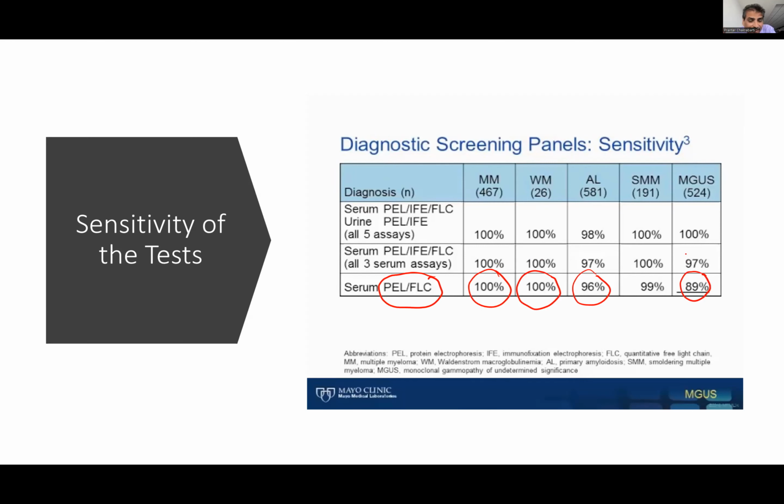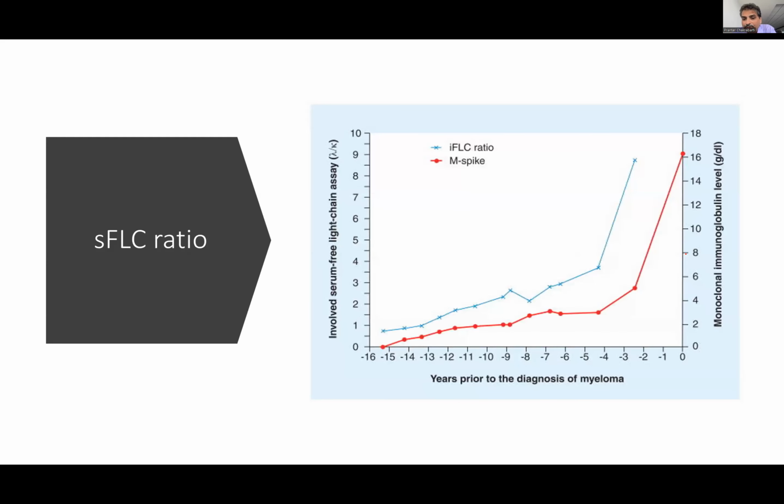And that is where your proteomic tools like MALDI-TOF help, right? So this is the sensitivity. And as I was telling you, when they went back 16 years prior to the diagnosis, when the electrophoresis was normal, look at the abnormal serum free light chain ratio.